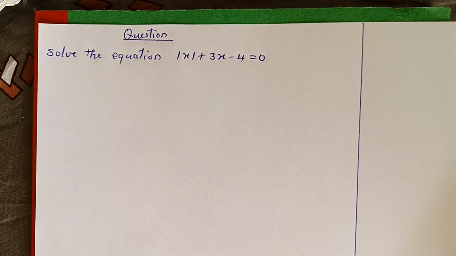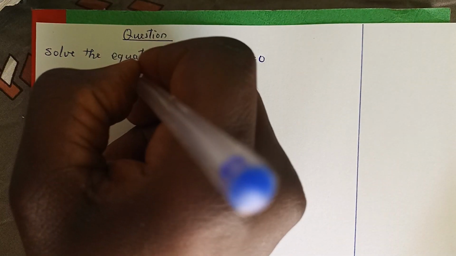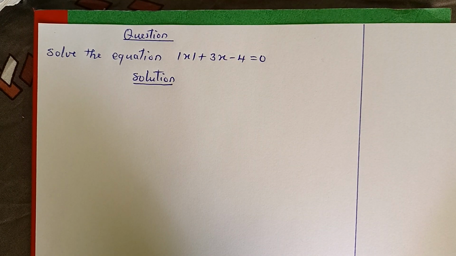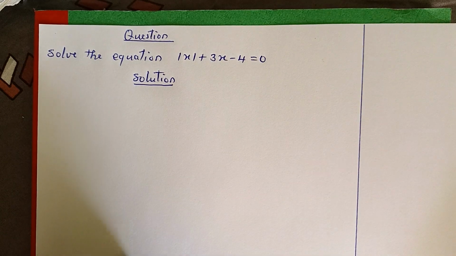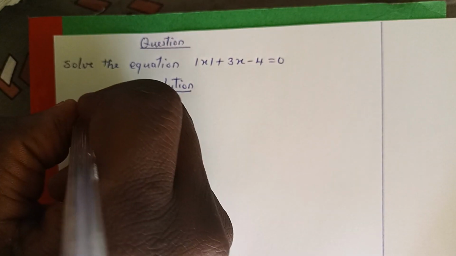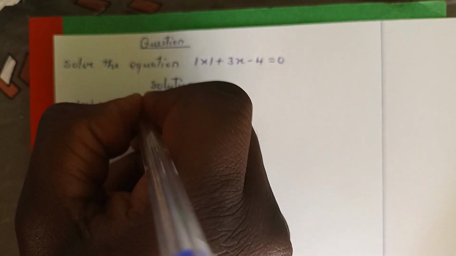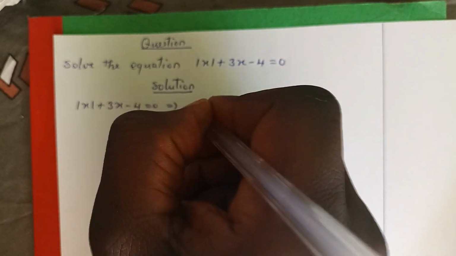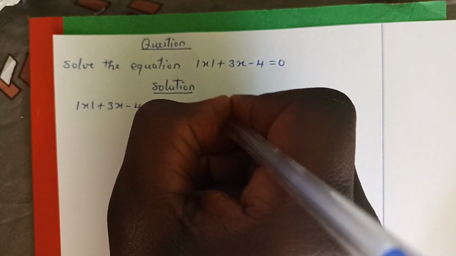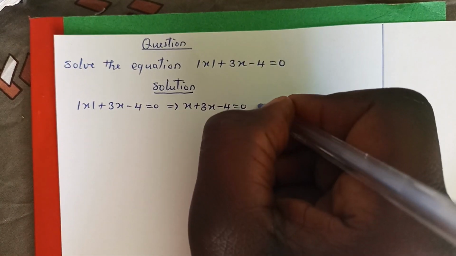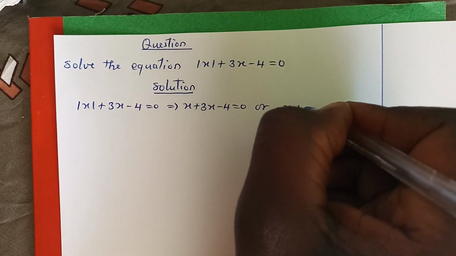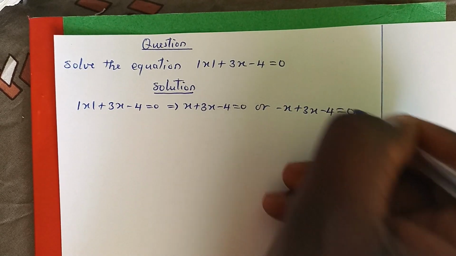In this video we are going to be presenting the solution of the equation: the absolute value of x plus 3x minus 4 equals 0. When most students are presented with this equation, this is what most of them would do. Because they know that the absolute value of x is either x or negative x, they'll say the absolute value of x plus 3x minus 4 equals 0 implies that x plus 3x minus 4 is 0, or negative x plus 3x minus 4 is 0.